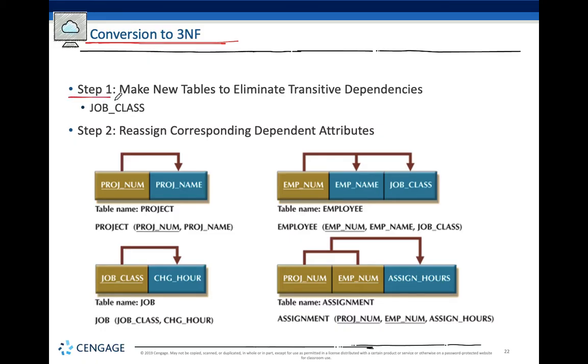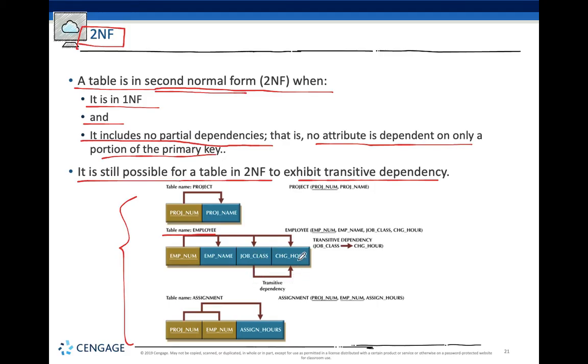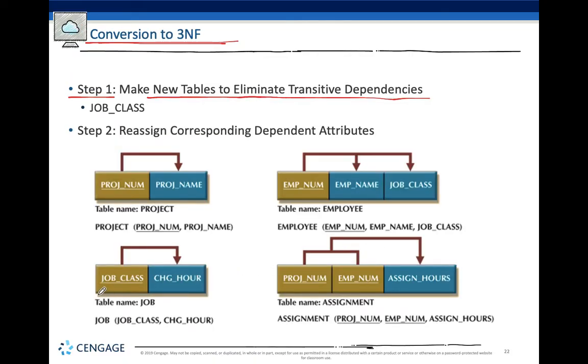It's a two-step process. Number one, make new tables to eliminate transitive dependencies. So as we discussed, just like we created new tables to eliminate partial dependencies, we can eliminate transitive dependencies by creating new tables as well. In this case, our transitive dependency was between job class and charge hour. So we create a new table with job class as the primary key and charge hour as the dependent attribute. Right? So we create a new table here, call it job, in which the class of job or the type of job that you do determines how much you can charge per hour.